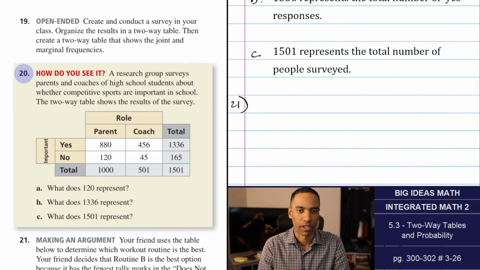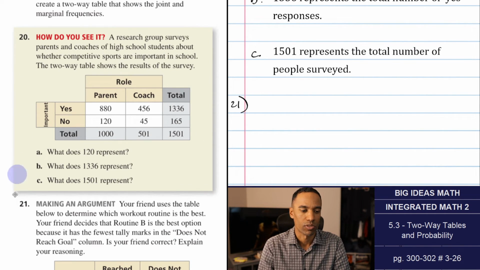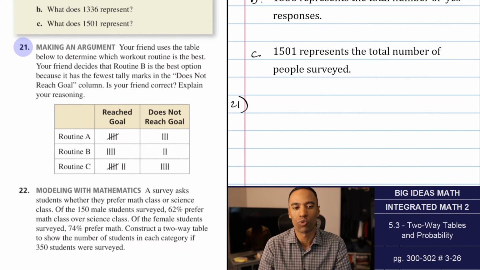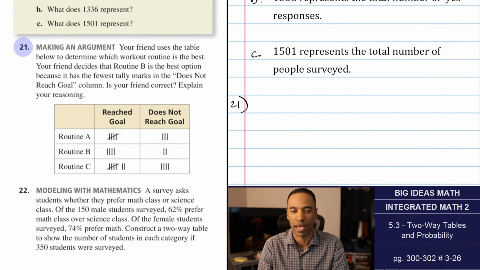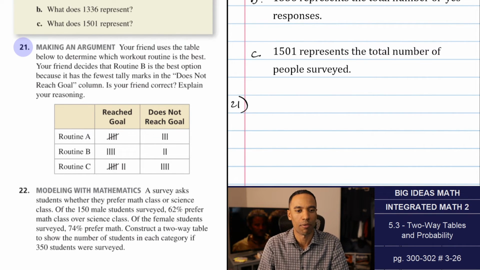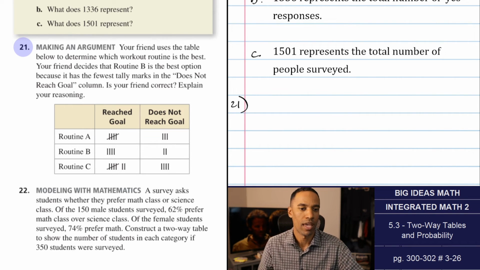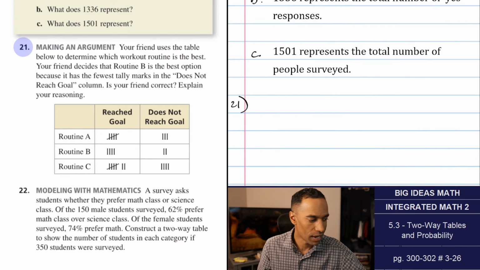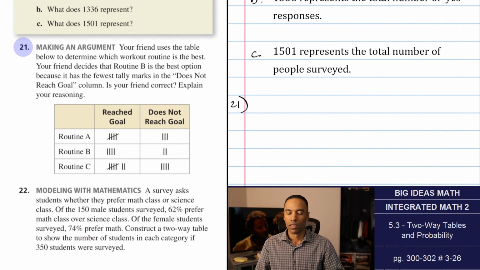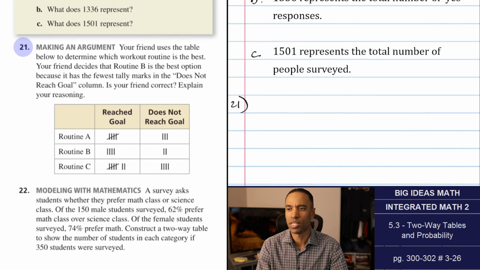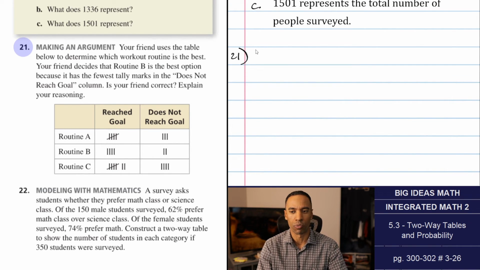Okay, number 21, making an argument. Your friend uses the table below to determine which workout routine is the best. Your friend decides that routine B is the best option because it has the fewest tally marks in the does not reach goal column. Is your friend correct? Explain your reasoning. Well, not necessarily, because what if they never reach their goal in B? It's all about the conditional relative frequencies. So your friend still may be correct, but that's not a good reason.